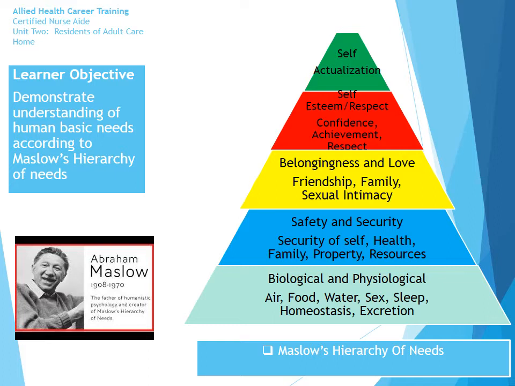So part of this also is going to be not just what you can do for the residents, but what the residents can do for each other. So feelings of friendship, having family. They might have different friends in the facility, or having their family come in. If they don't have any family or don't have very many friends in the facility, you could be that person that makes them feel like they belong. So then if you make them feel like they belong, they will move up into the self-esteem and respect.